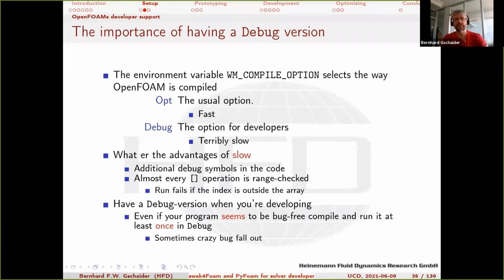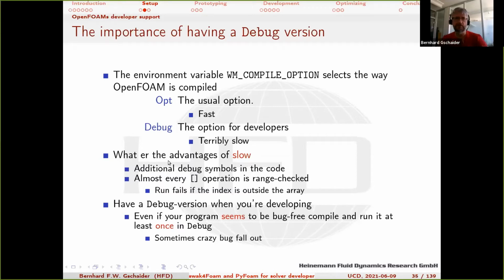If you're doing any development, then probably you have already heard you can do it just with the regular optimized version of OpenFOAM, but it's very, very good to have a debug version as well. Basically, the distinction between the two of them is the WM_COMPILE_OPTION. Usually you have Opt. This is the usual thing, compiled to be optimized for speed. And then there's the Debug option that is for developers. That's terribly slow.